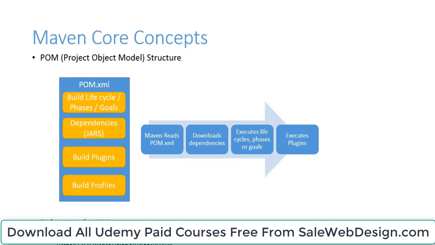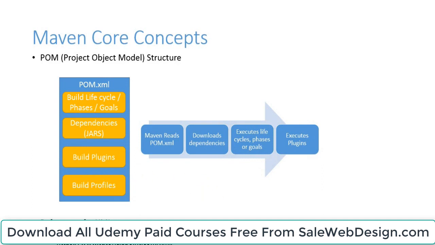Here is a diagram illustrating how Maven uses the POM file and what the POM file primarily contains. So Maven first reads pom.xml and then downloads dependencies into the local repository if it does not find them in the local repository, and then executes life cycles and build phases and/or the goals, and then it executes the plugins. All the above executions happen according to the selected build profile.